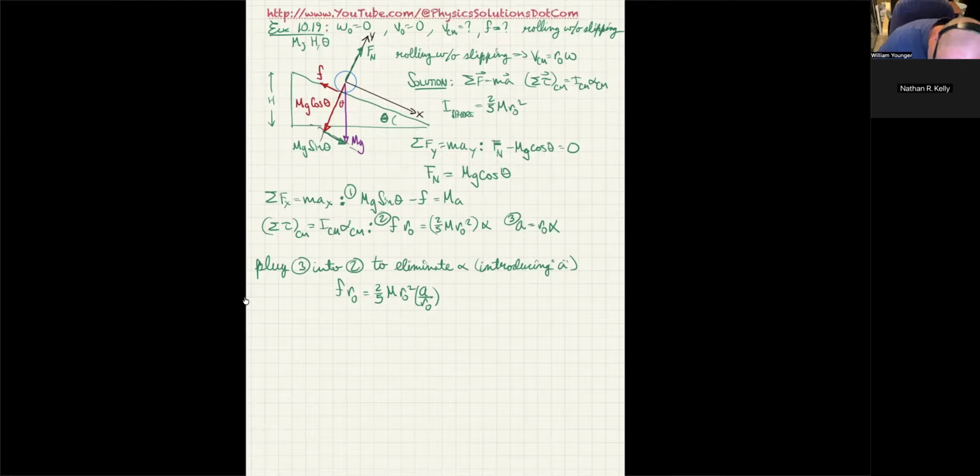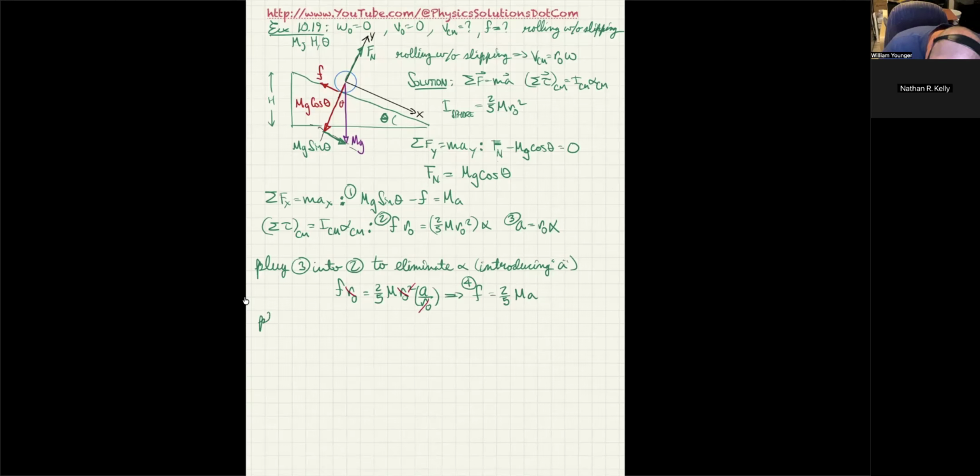Now you can see that the R0 in the bottom is going to cancel out with the exponent of 2, leaving an exponent of 1. But then the R0 over here is going to cancel out the other R0. And this, in fact, gives us that F is equal to 2/5 m times A. I'm going to call this equation 4.